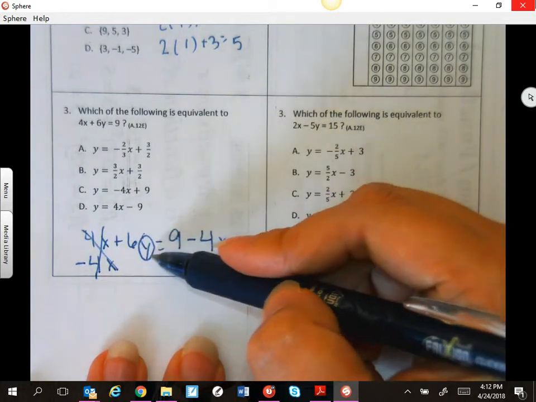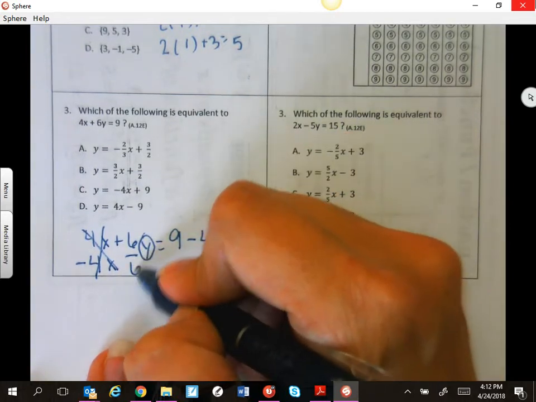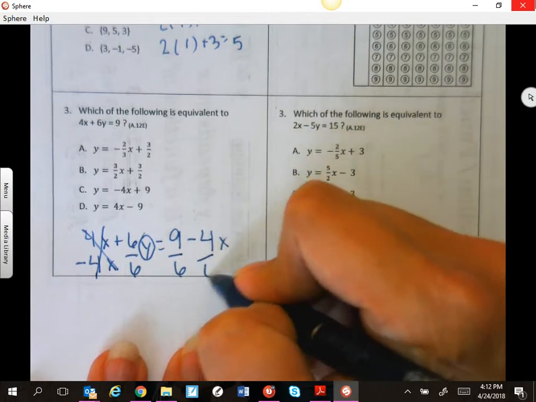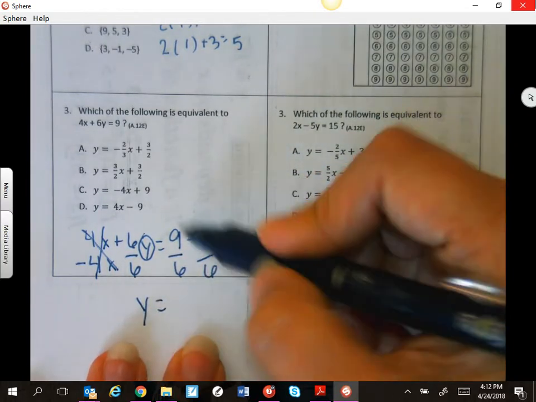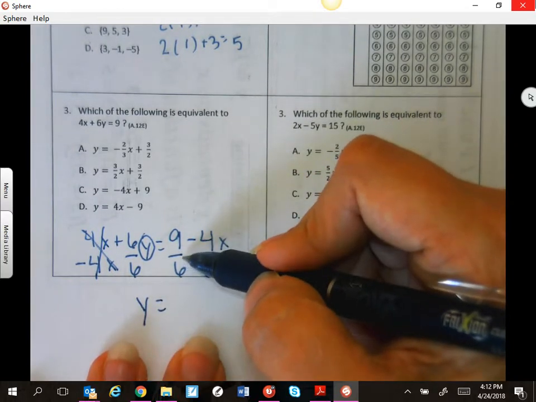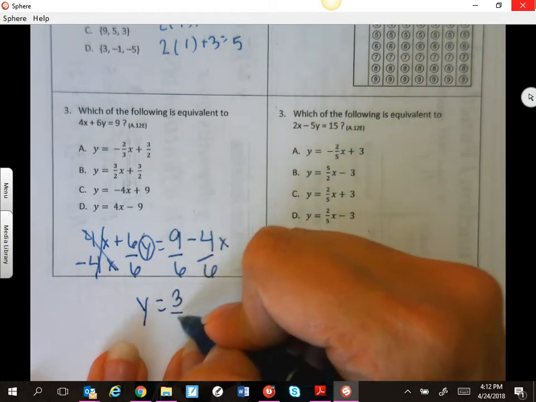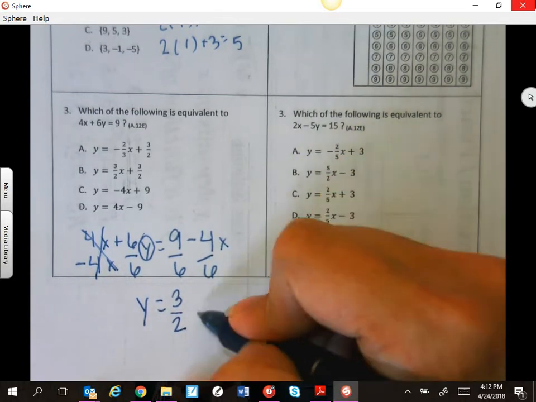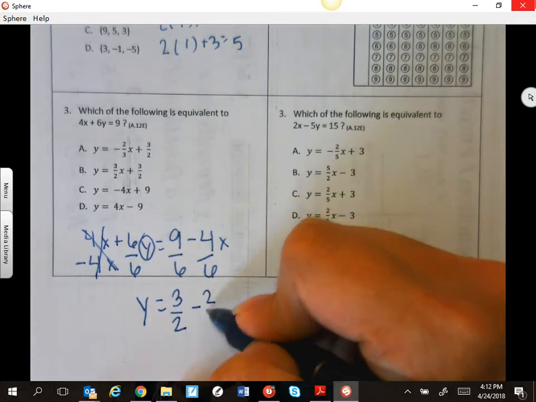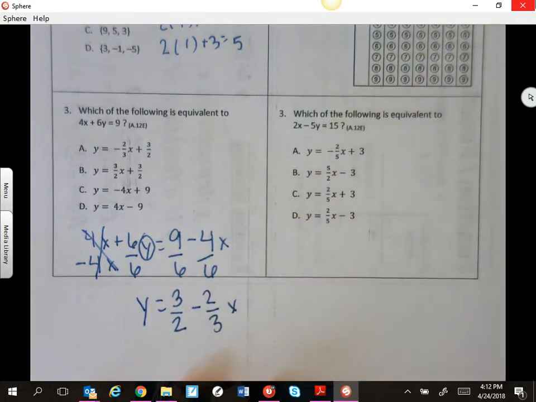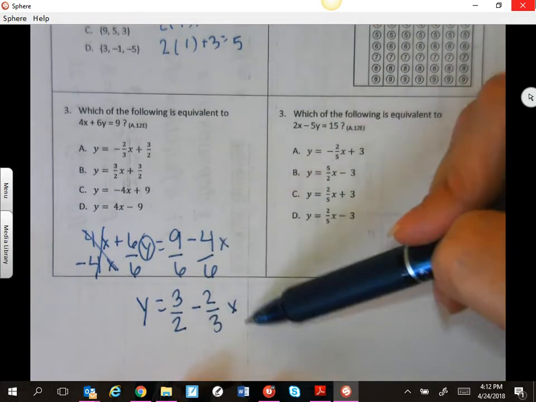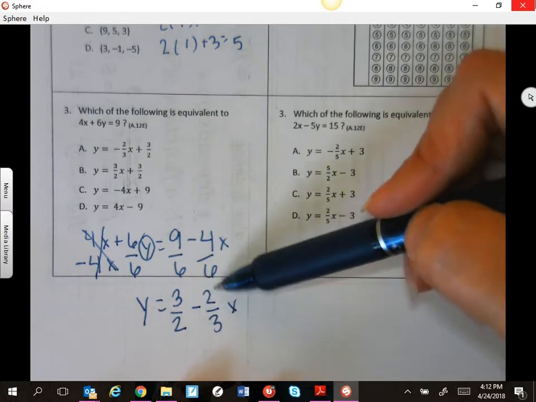6 is being multiplied by y. So I need to divide everything by 6, and I get y equals. Now 9 over 6 can simplify by 3. So 3 over 2. And 4 over 6 can simplify by 2 to 2 over 3. So now I can look. Now notice the way I've written it, I've got my slope last, so be cautious there.